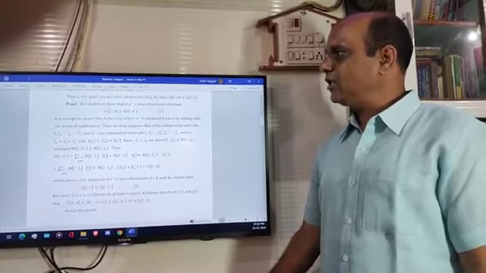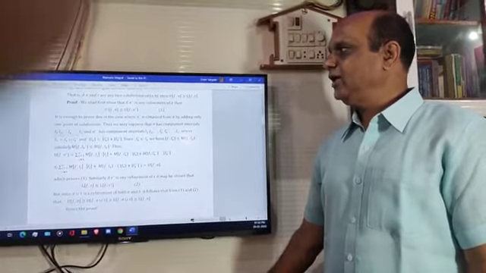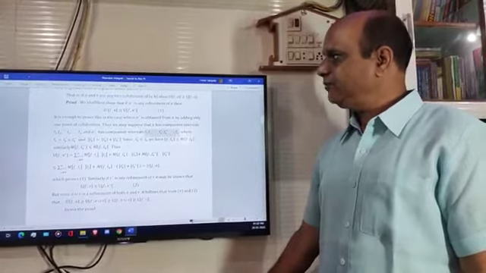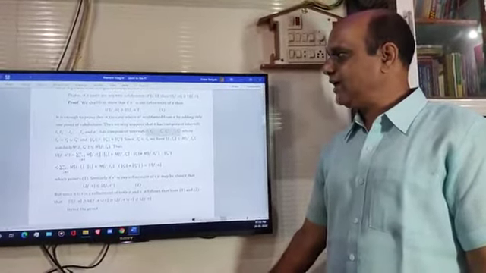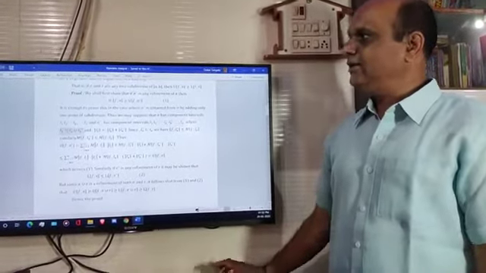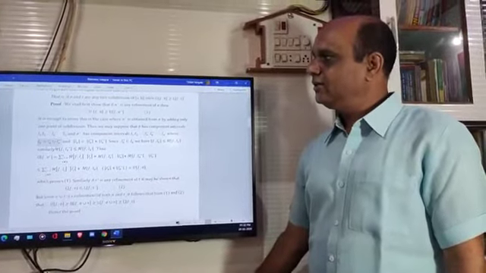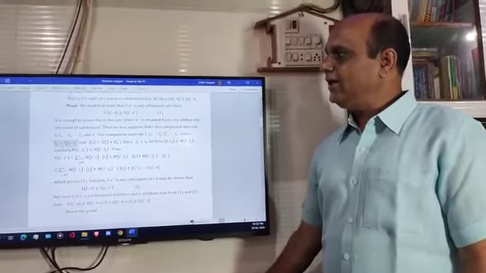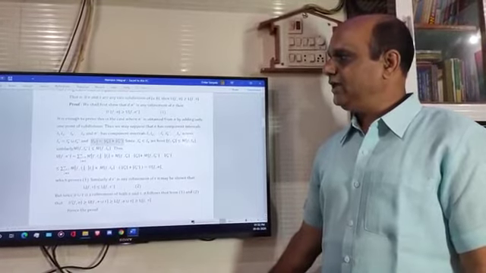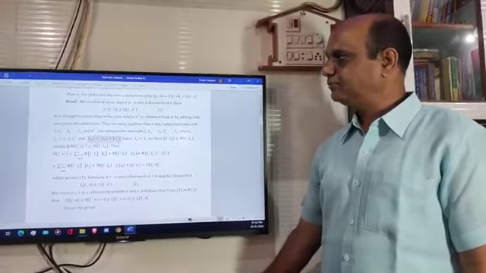Now the component intervals for subdivision sigma are I1, I2, ..., Ik, ..., In. Then the component intervals for the refinement sigma star will be like this: I1, I2, ..., Ik star, Ik double star, ..., In. And this Ik interval is split up into two intervals. Now here they are like this: Ik is equal to Ik star union Ik double star, and length of interval Ik is equal to length of interval Ik star plus length of interval Ik double star.